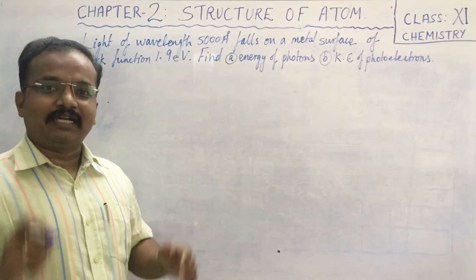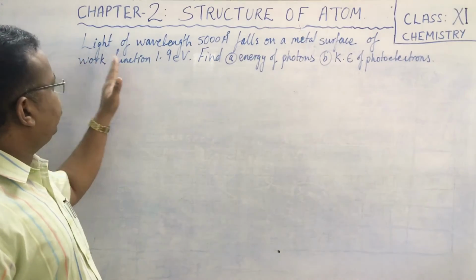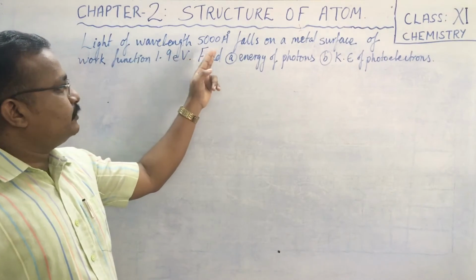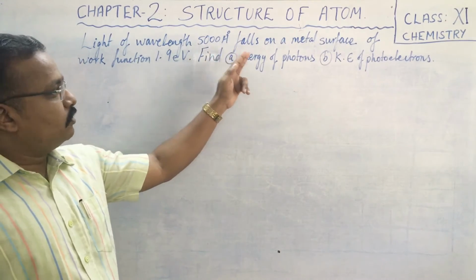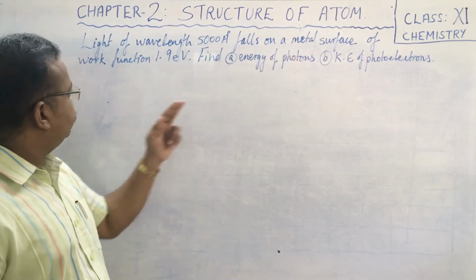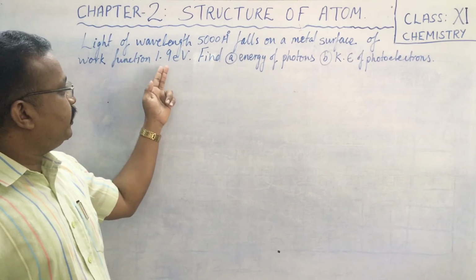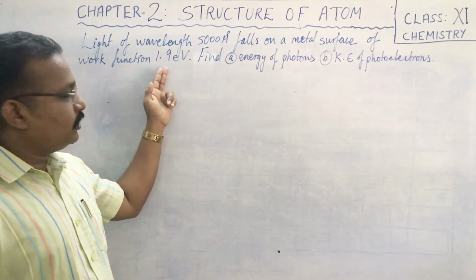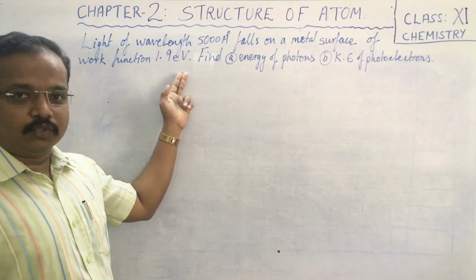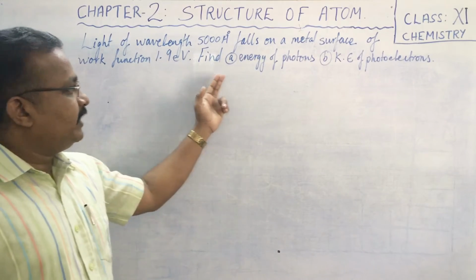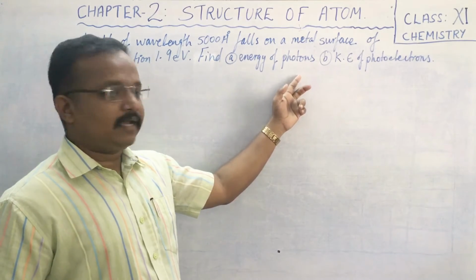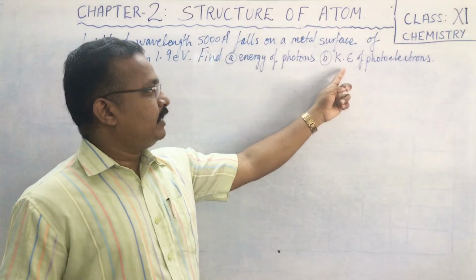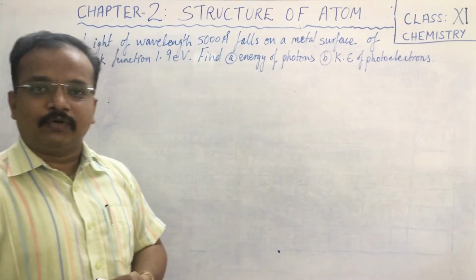Okay? So now let's do one question. Light of wavelength 5000 angstrom falls on a metal surface of work function 1.9 electron volts. First you have to convert this electron volt into joules; I will explain that. Find the energy of photons, and second, find the kinetic energy of photoelectrons.